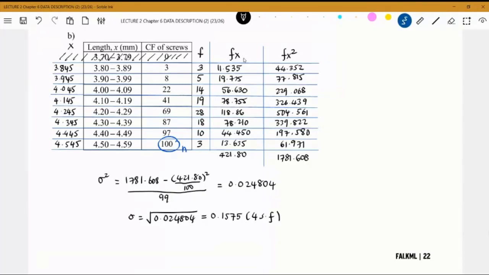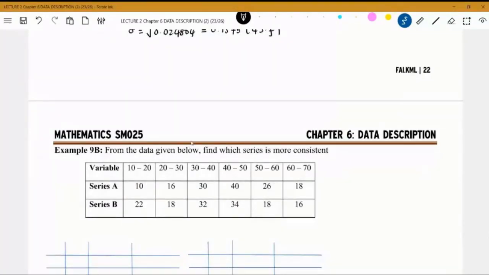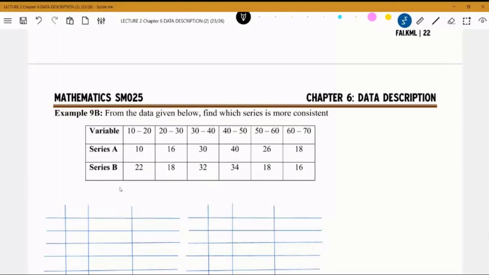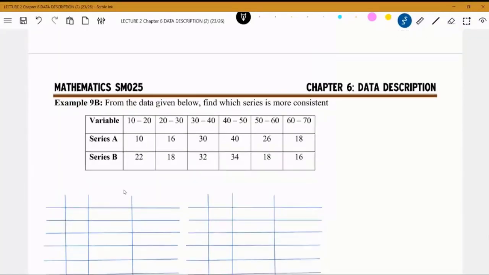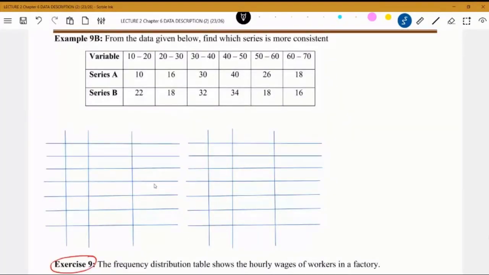Okay, last one, which is example 9b. One last one. So the rest we continue next week. Okay, so 9b, where we have two data sets, series A and series B. So it means you have to find for both series. So you have to add up the x, fx and fx squared. So let's make it for series A first: x, f, fx and fx squared. Then series B for the x, f, fx and fx squared.